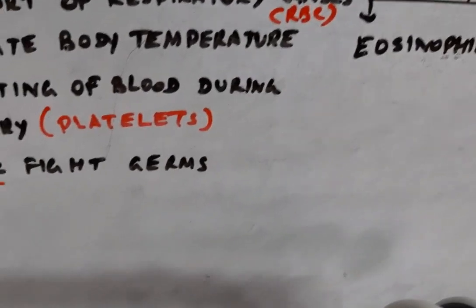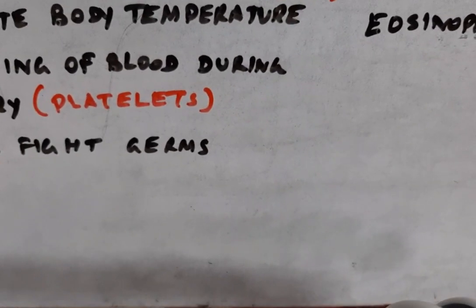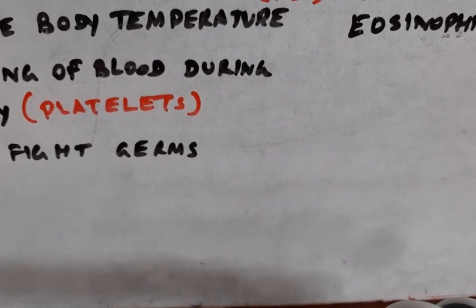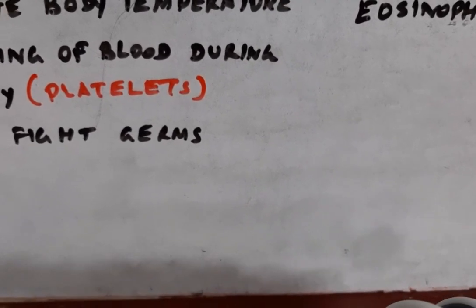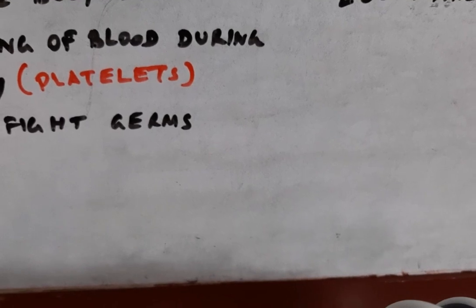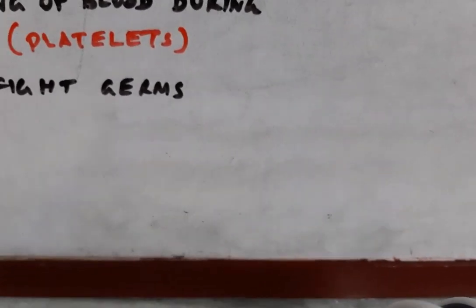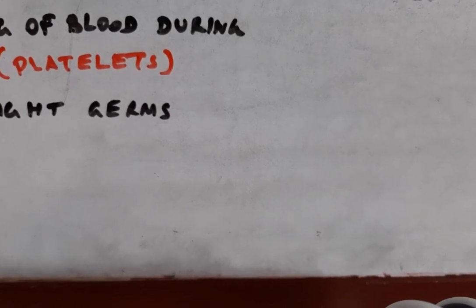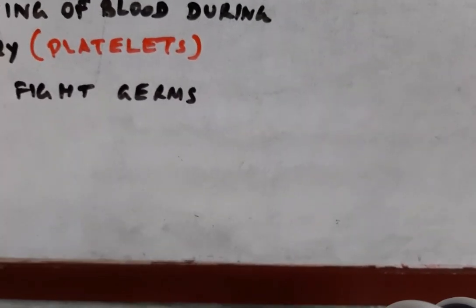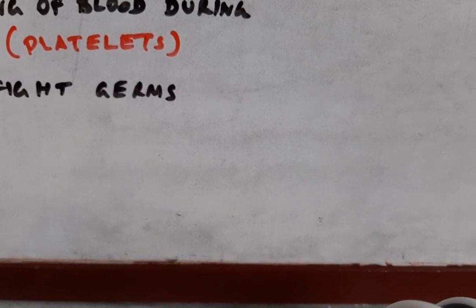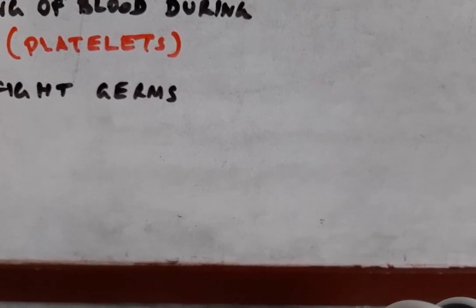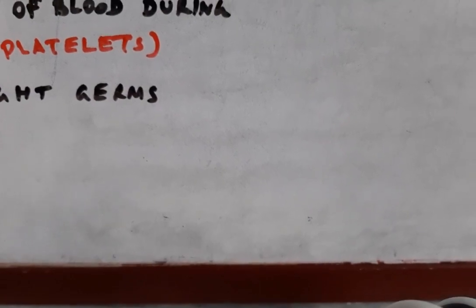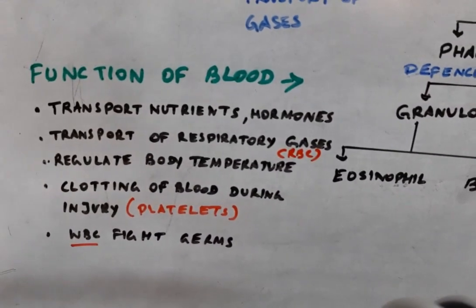Next, the blood regulates body temperature, that is called thermoregulation. It also regulates water balance and maintains the pH of the body. The RBC carries oxygen to the tissues for oxidation of food. The clotting factor present in the platelet helps in the clotting of blood during injury. And WBC, which is a very important corpuscle, fights against foreign bodies and produces antibodies. So these are the functions of the blood.